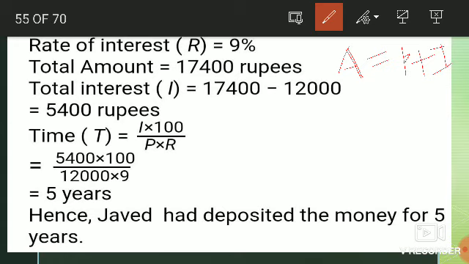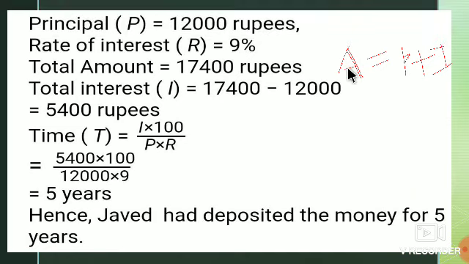Here this amount is 17,400, which is equal to principal 12,000 plus I. So we have to subtract this principal from the amount, and we will get the interest. So interest is equal to 17,400 minus 12,000. So interest will be 5,400 rupees.